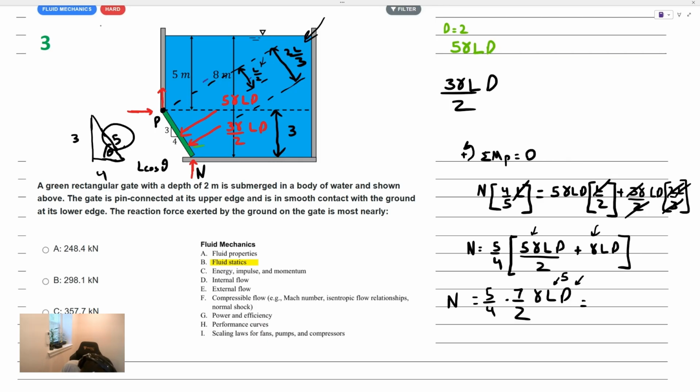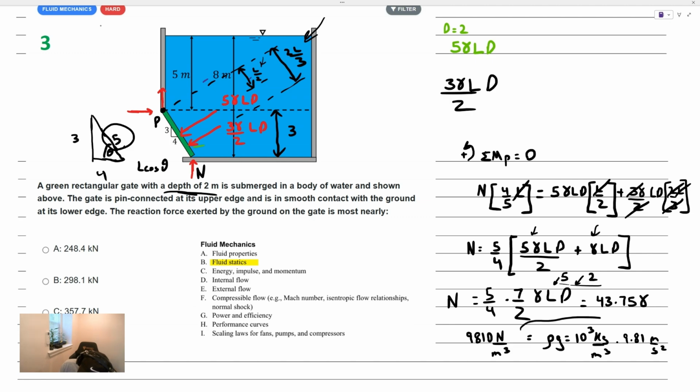The depth was given in the problem. That is 2 meters. That's the width into the page. We have 43.75 times gamma. Gamma of water is just the product of density times gravity. The density of water is something that you should memorize for the FE exam. It's 1,000 kilograms per cubic meter, and gravity is 9.81 meters per second squared. So this turns out to be 9810 newtons per cubic meter.